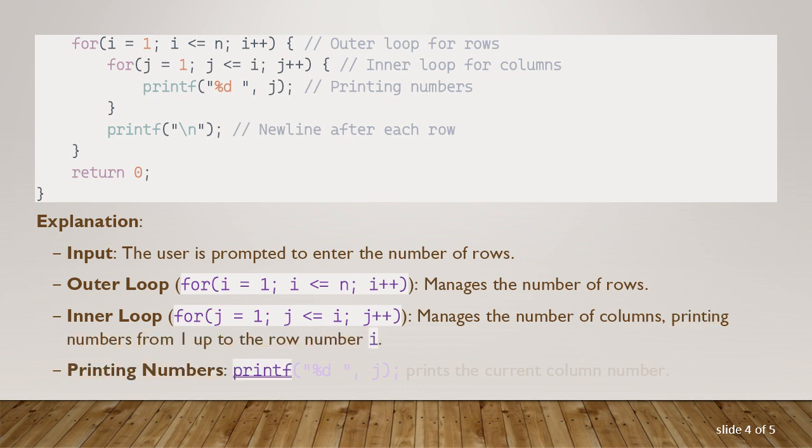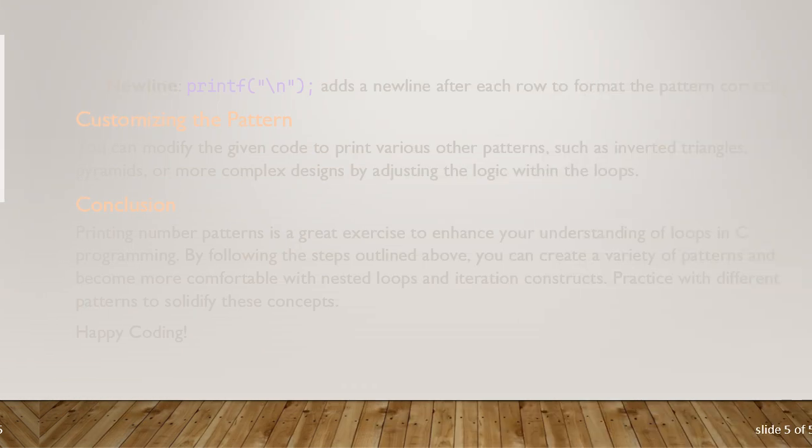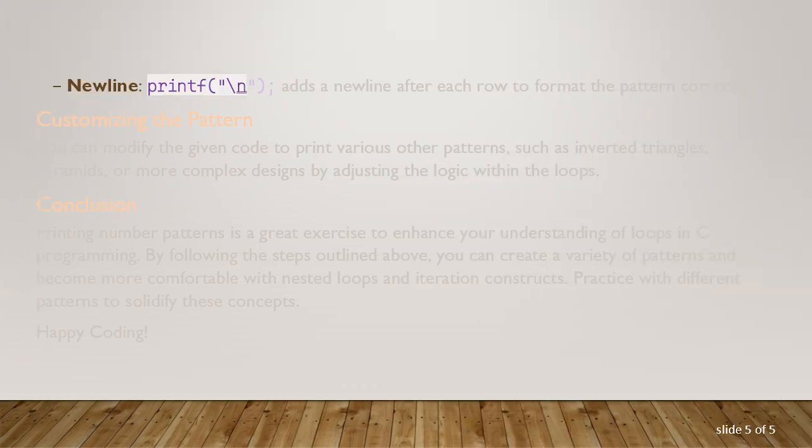Printing numbers: printf("%d", j) prints the current column number. New line: printf("\n") adds a new line after each row to format the pattern correctly.